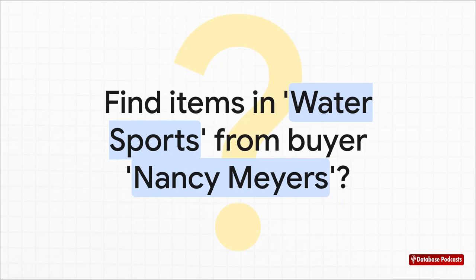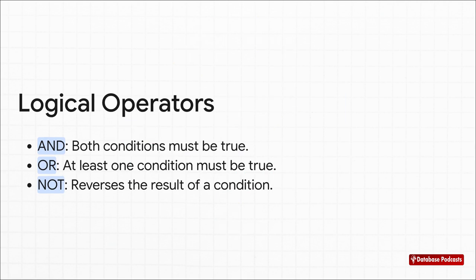So you've got your columns picked out, but now it's time to get specific. You're thinking, okay, this is great for columns, but what about the rows? I need to find items that are only in the water sports department and are handled by Nancy Myers. To do that, to handle multiple conditions, you use what are called logical operators. Things like and, or, and not. For the question we just asked, we'd use and, because we need both things to be true. The department has to be water sports, and the buyer has to be Nancy Myers. These are the essential building blocks for asking complex questions.